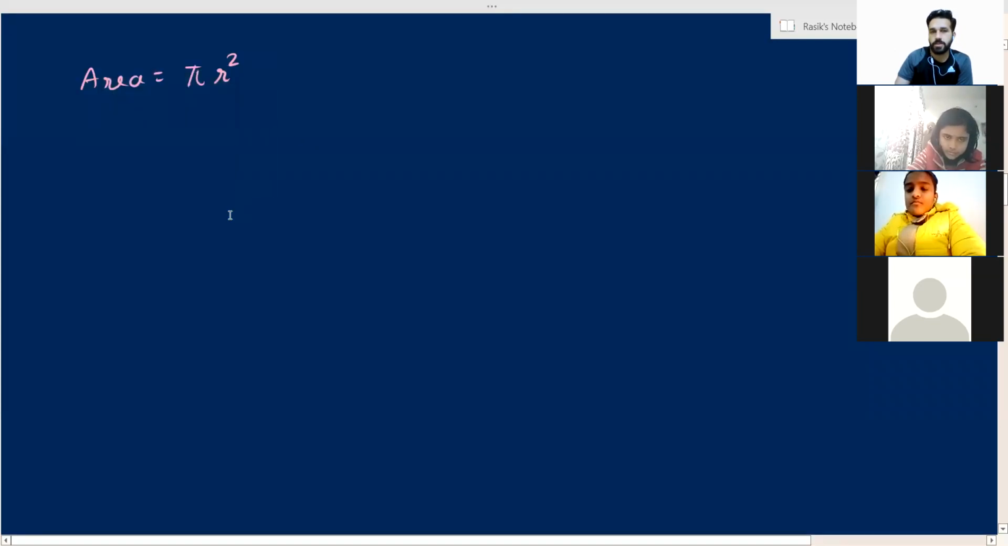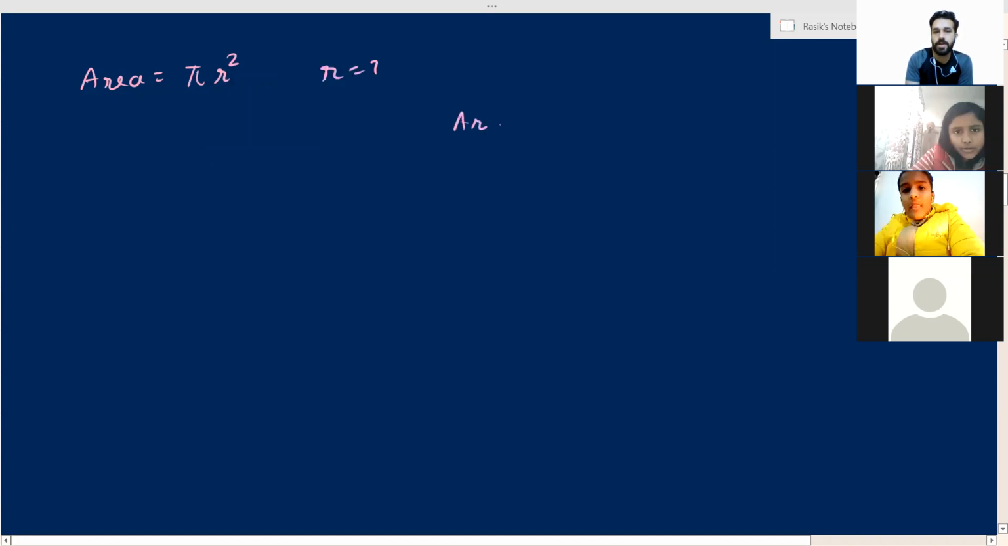Any doubt in this? Do you have any doubt like the r square? The square is only on r. If it is radius, r square, so double of r, let me give you. Don't worry, and don't worry about why we are not writing diameter. Suppose the radius is 7.